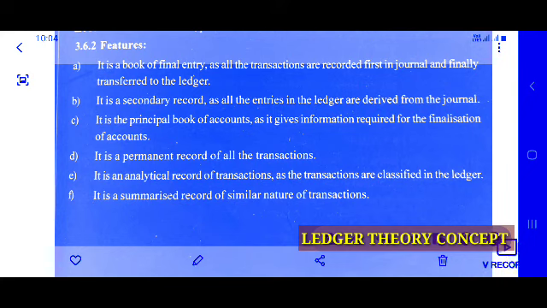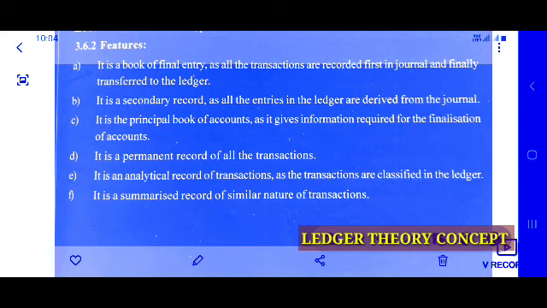Now, features of a ledger. It is a book of final entry, as all the transactions are recorded first in the journal and finally transferred to the ledger. So in fundamentals of accounts, that is a basic concept. First, you prepare a journal to ascertain the individual balance. The same entries we transfer to the ledger with the help of posting. That is the final entry.